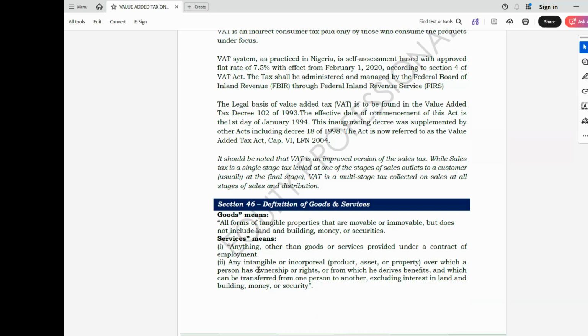Then services are also any intangible or incorporeal property like patent, copyright, goodwill. Those are intangible or incorporeal property over which a person has ownership or a right, from which he derives benefit, and which can be transferred from one person to another, excluding interest in land, building, money, or security.